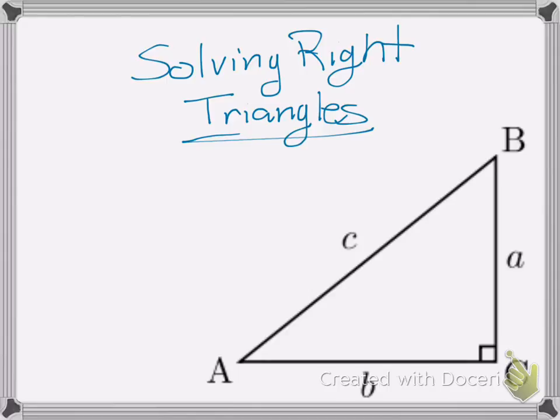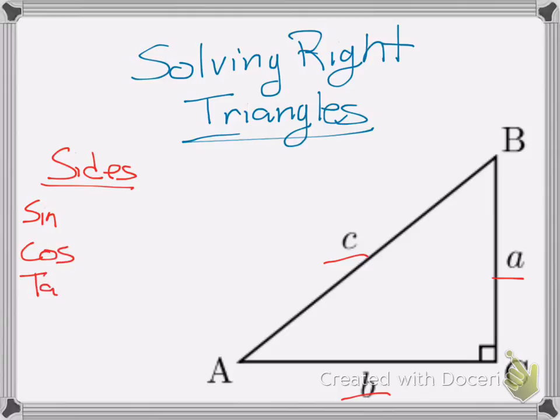Now when I say solving right triangles, it means a couple of things. One, we need to worry about the sides. We have to find all the sides, all three, A, B, and C in our picture over here. Remember, to find sides, you can use the sine, cosine, or tangent, depending on the information you're given. And we can also use, like we saw in class yesterday, if you have enough information, the Pythagorean theorem, a squared plus b squared equals c squared.